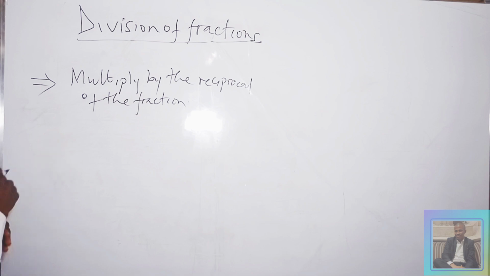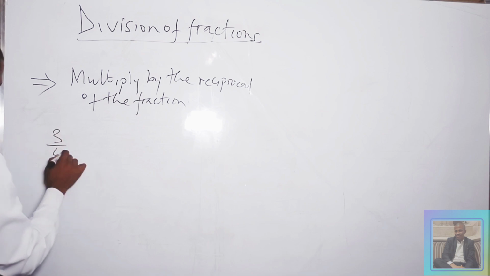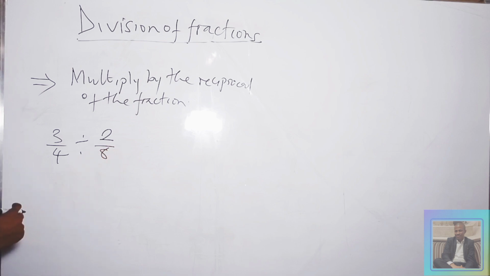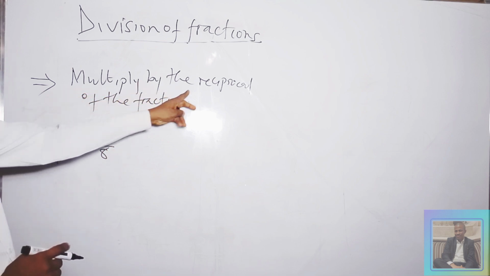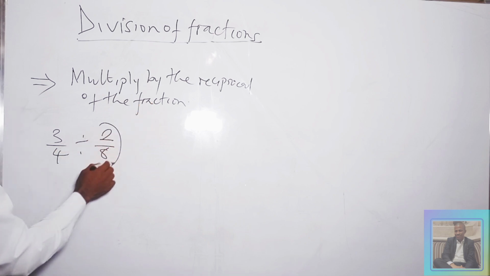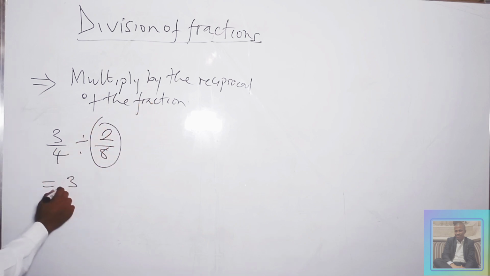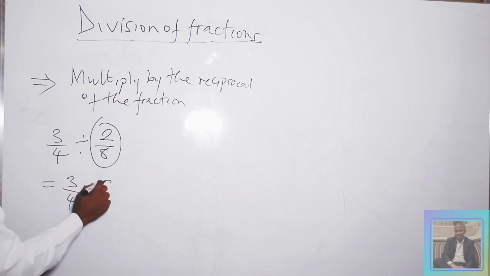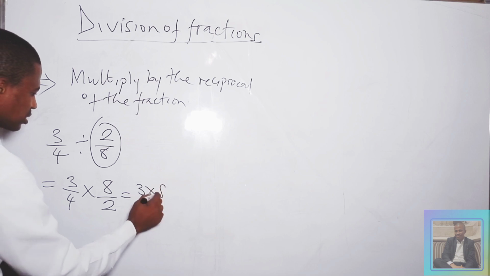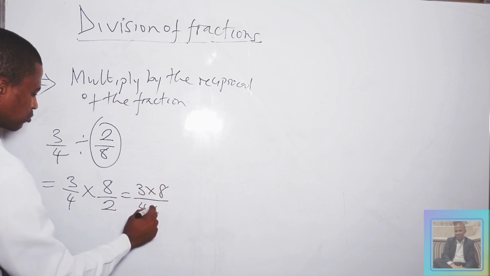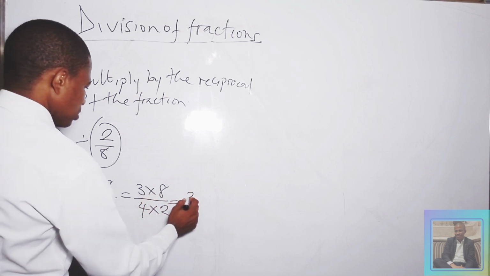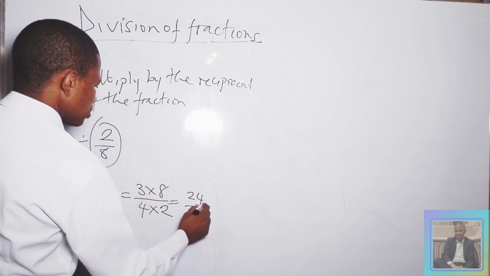For instance, if we have something like 3/4 divided by 2/8. Multiply by the reciprocal of the fraction. We want to divide by this, so we are going to multiply 3/4 multiplied by 8/2. That will give us 3 times 8 over 4 times 2. So we can say it is equal to 24/8, which is 3.